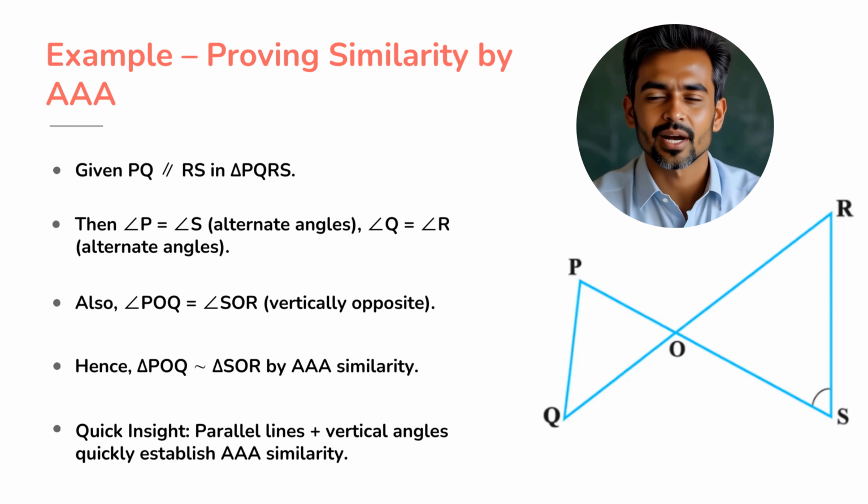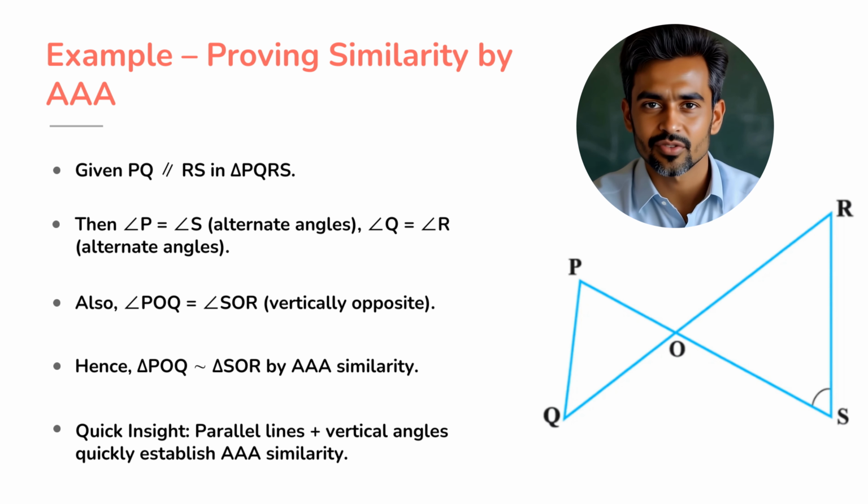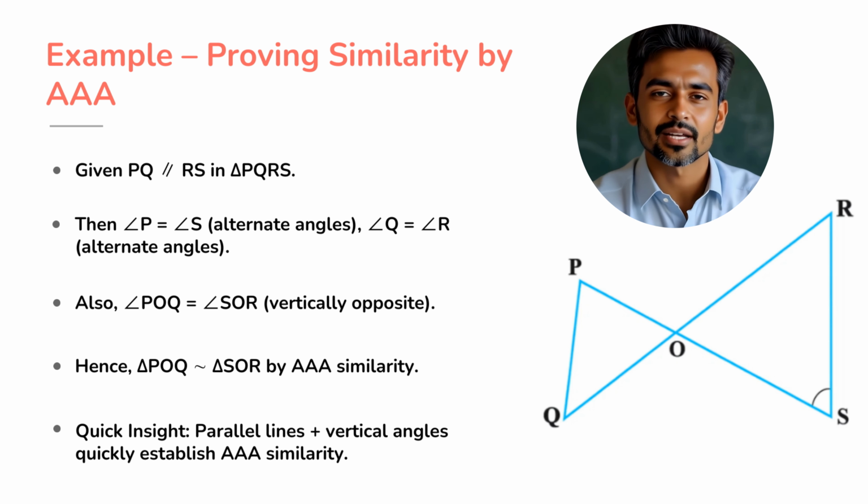Let's start by imagining we are looking at two triangles where we know that one side of a triangle is parallel to a side of another triangle. Here we have PQ parallel to RS in triangle PQRST. Can you see how one side of the triangle is lined up perfectly parallel to another side? Now, let's use this to establish some angles.